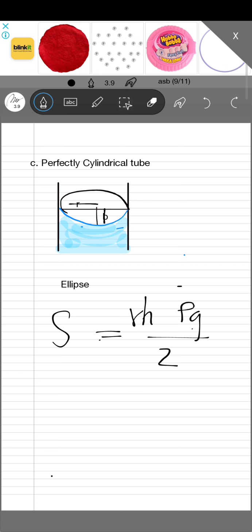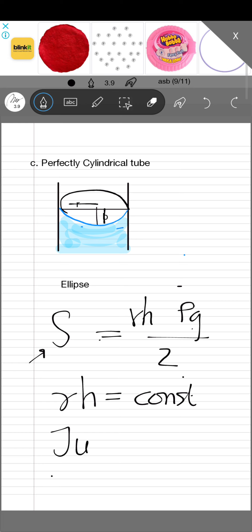Now for a given liquid having a particular value of surface tension and density, what we can say is that RH is usually a constant. So this is known by a law. This is called Jurin's law.